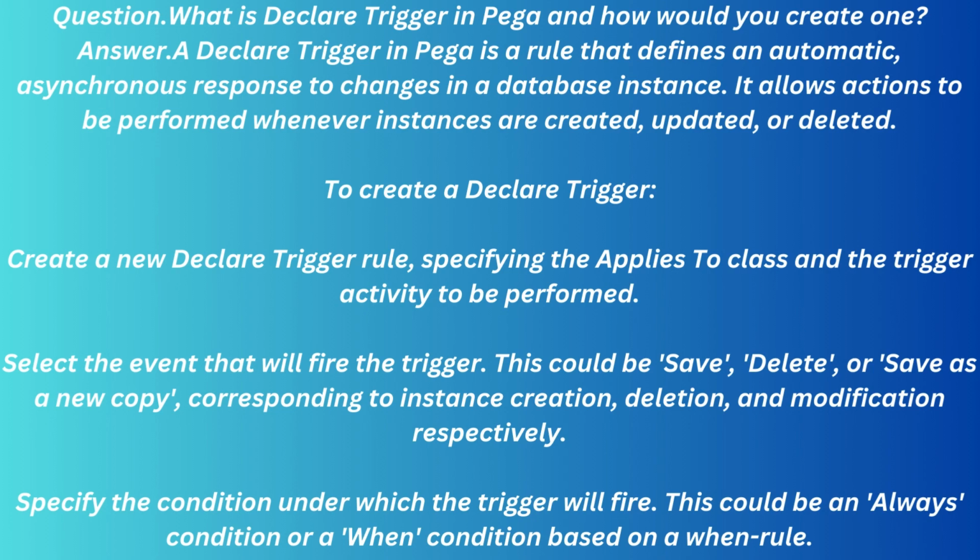This could be save, delete, or save as a new copy, corresponding to instance creation, deletion, and modification, respectively. Specify the condition under which the trigger will fire. This could be an always condition or a when condition based on a when rule.